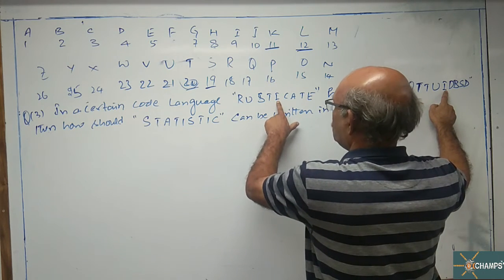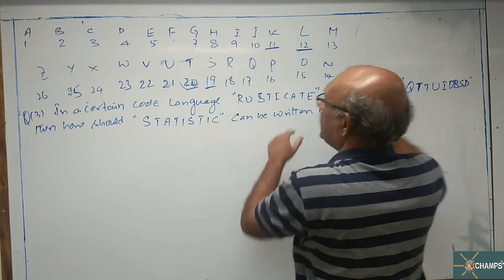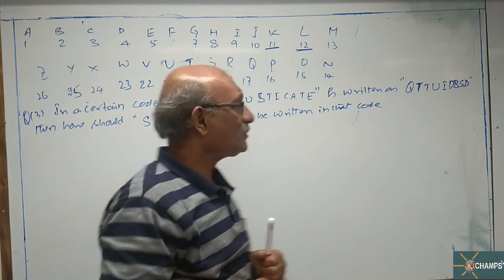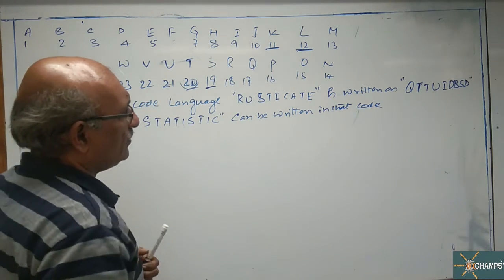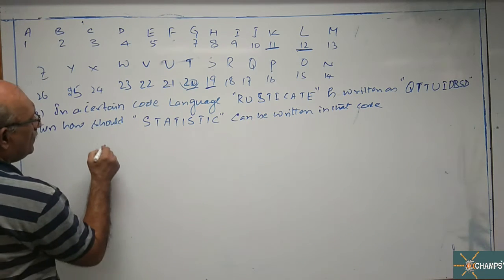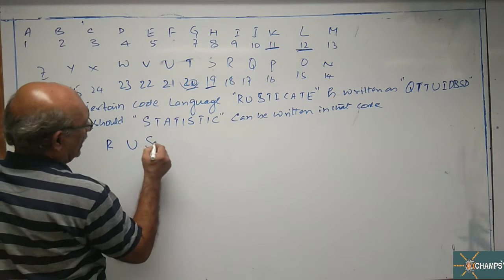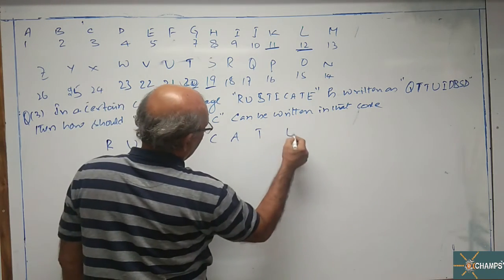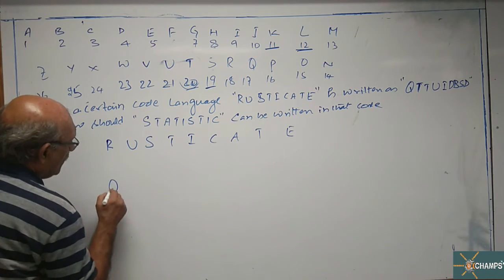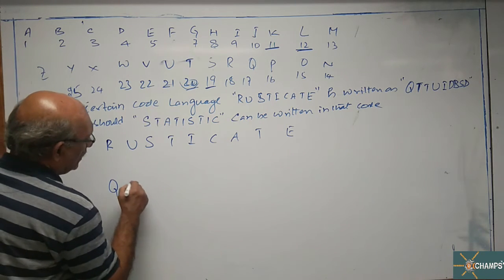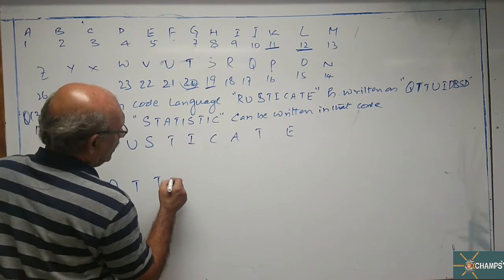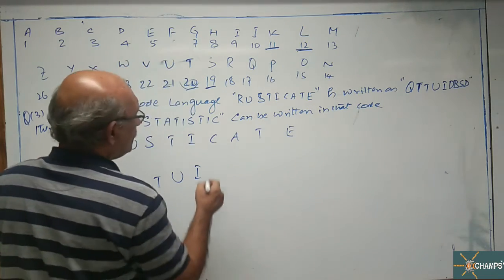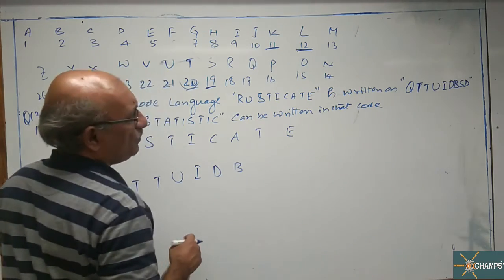Here I is the same, no change at all. C and D are adjacent letters. Let us see the logic of how it is written. R U S T I C A T E, rusticate, and it is Q T T U I D B S.